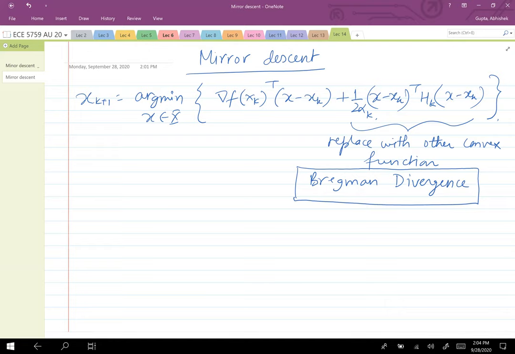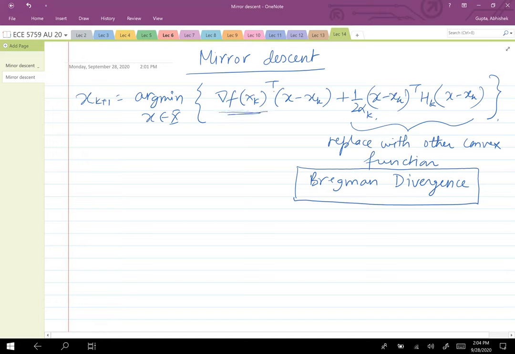Okay. So let's try and think about it. What exactly is this term, x minus xk transpose Hk x minus xk? What exactly is this term measuring? Okay, so one way to think about it is this term is somehow measuring the distance between x and xk. So if x minus xk is far, then this term is going to dominate the other term. But if x minus xk is small, this term is going to be small and this term is going to dominate the optimization routine. More importantly, this is a linear function of x.